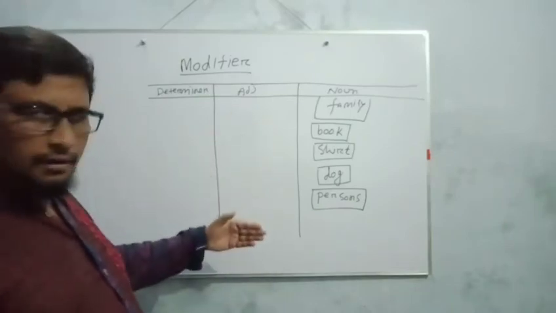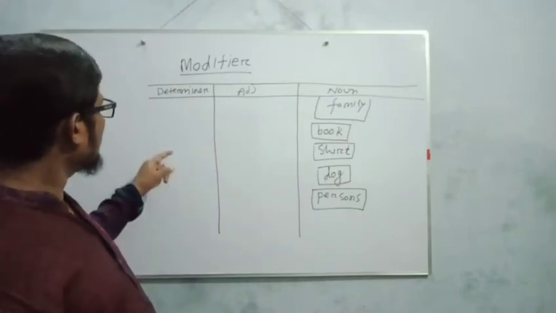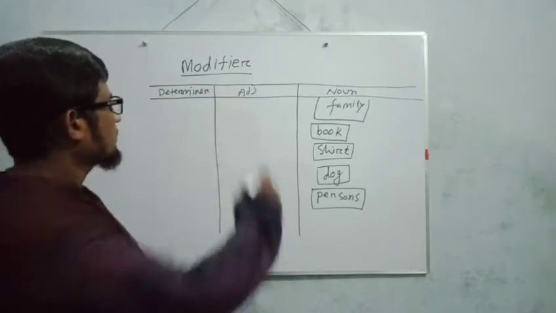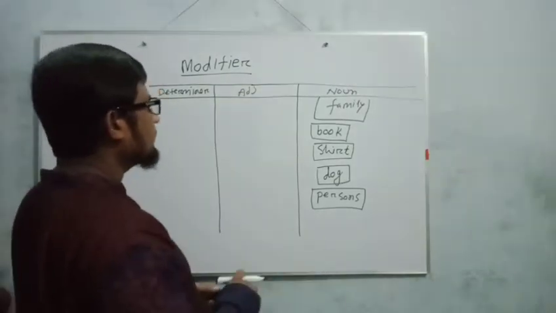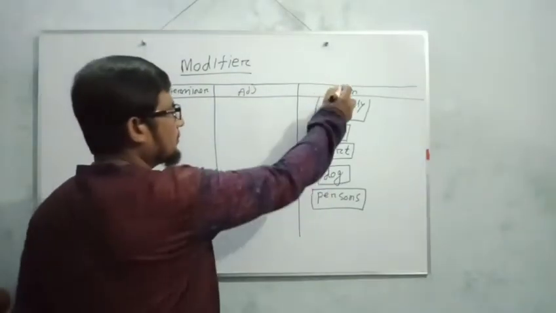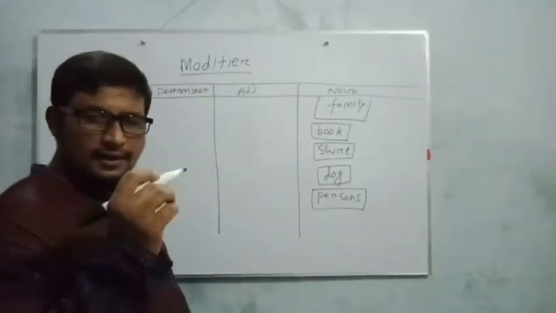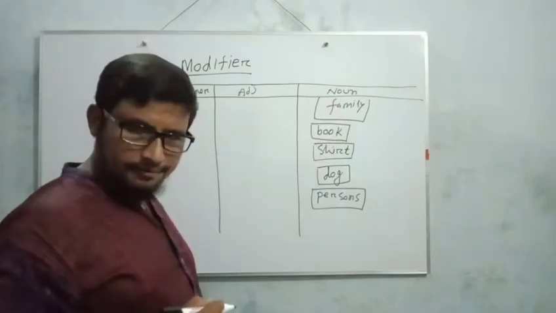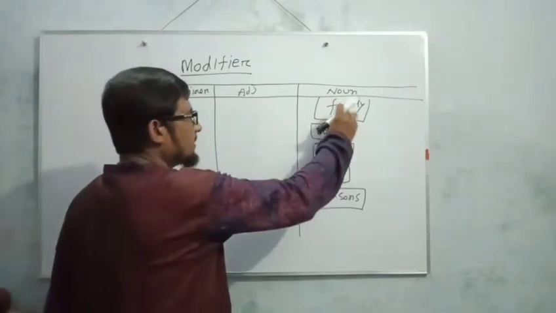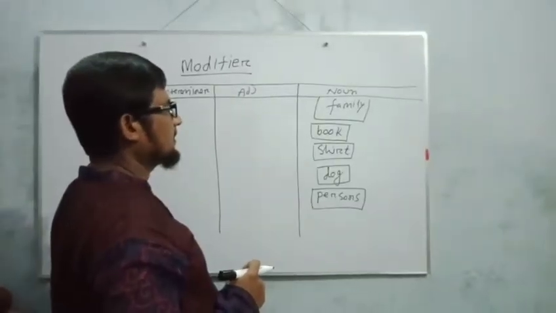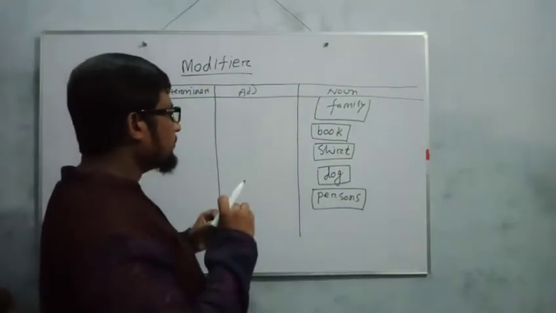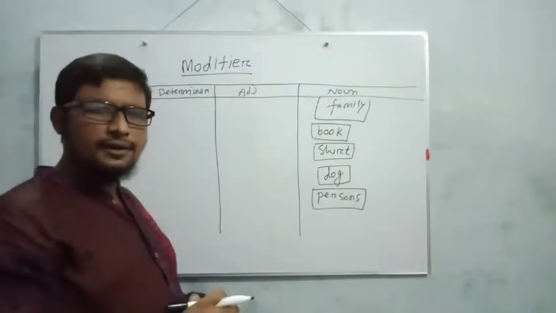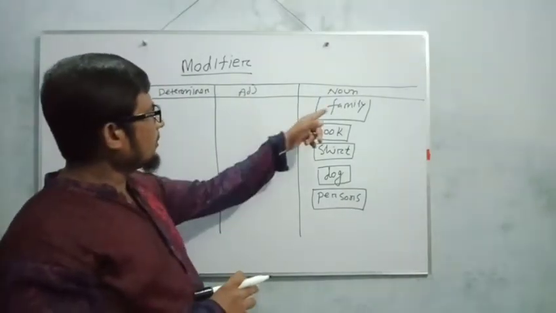I draw a table. You know, first determiner, second one is adjective, and third one is noun. Actually, the first word is family. Family is a noun, and if we add something before family, it will give an extra information about the family.